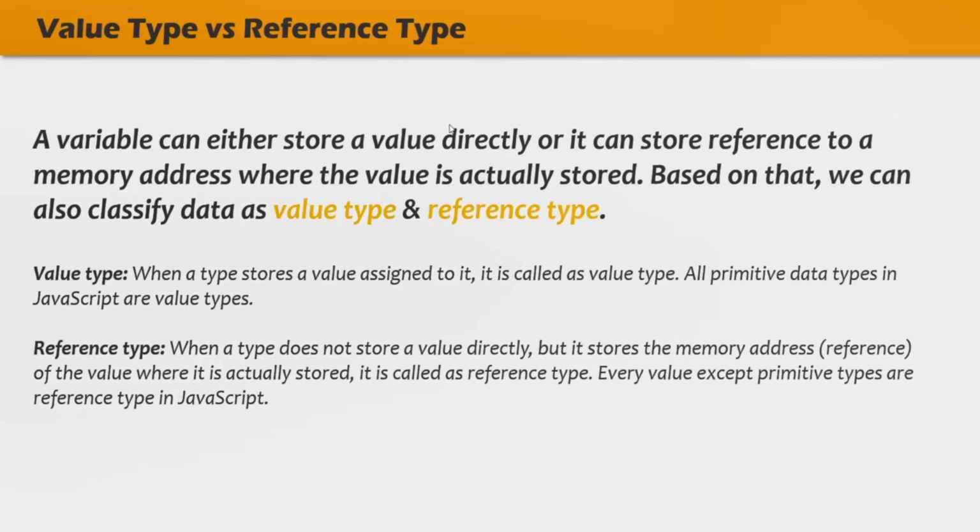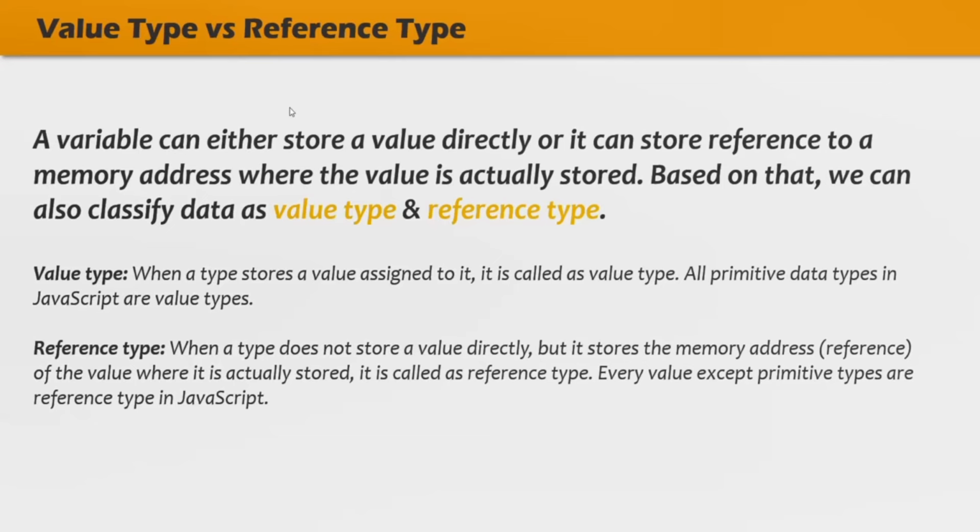Now, when a type does not store a value directly, but it stores the memory address or reference of that value where it is actually stored, it is called reference type. So every value which does not belong to a primitive type is reference type. An array does not belong to any primitive data type, so an array is of type object, and objects are reference type. In the same way, a function does not belong to any primitive data type, so the function will be an object in JavaScript, and it will be a reference type.